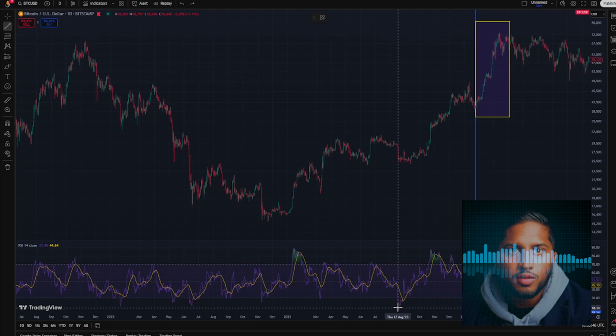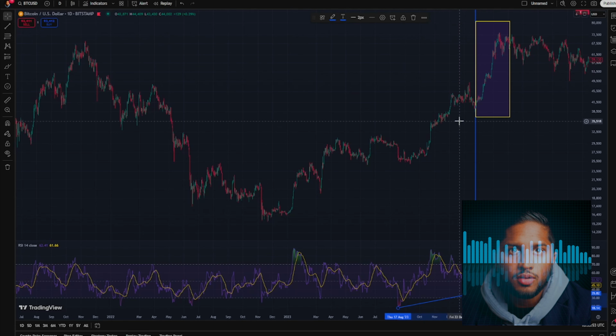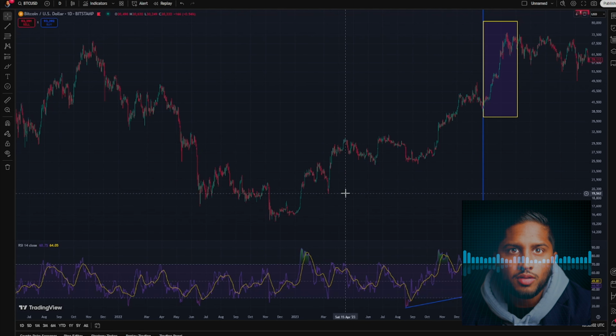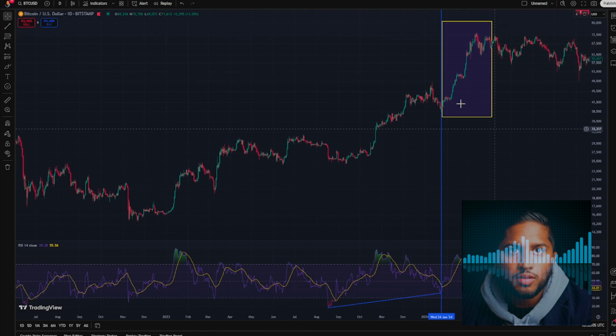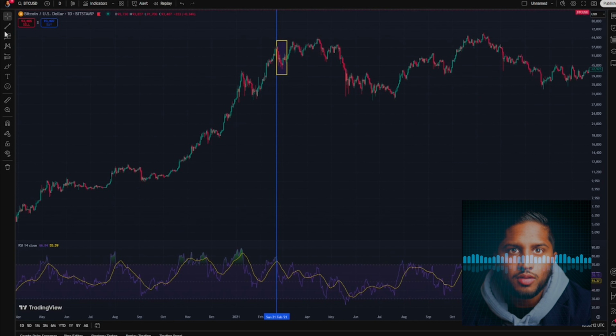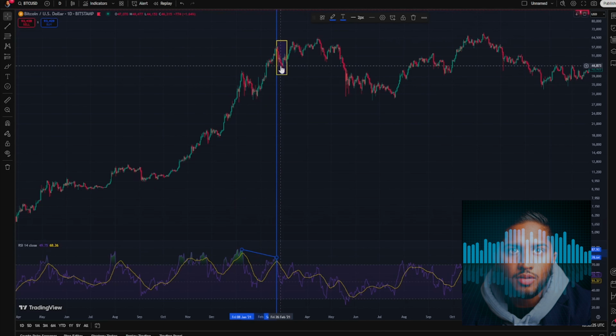Here you see RSI right there. Price makes a lower low right here, and RSI makes a higher low. So you notice once that happens, you get this exponential move. Same thing goes with the bearish divergence. You'll see here, price makes a higher high, but RSI makes a lower high. And then you see this bearish move right there.